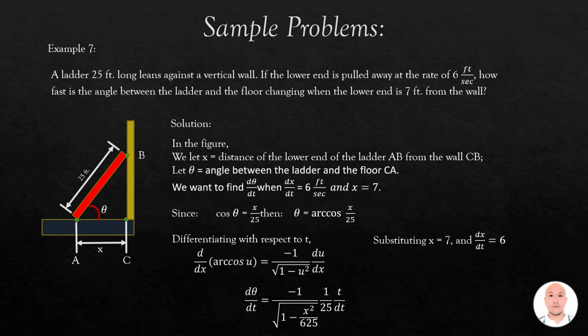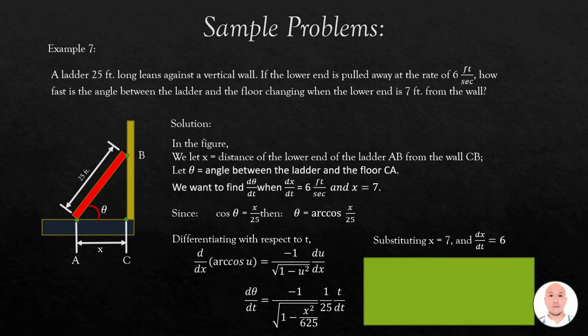Then substituting x equals 7 and dx over dt is equal to 6, d theta over d time is equal to negative 1/4 radians per second. The minus sign indicates that theta is decreasing.